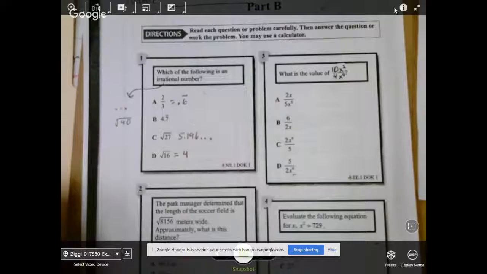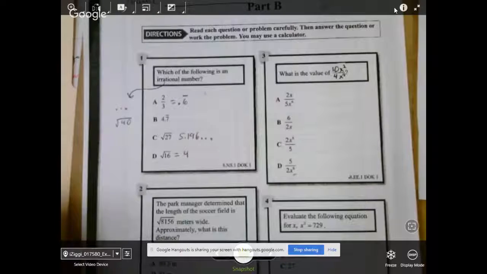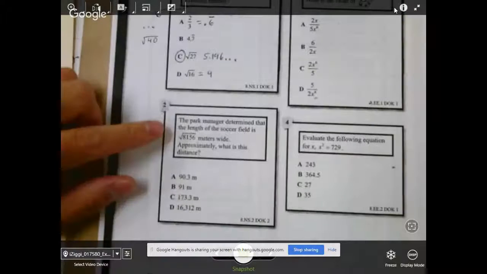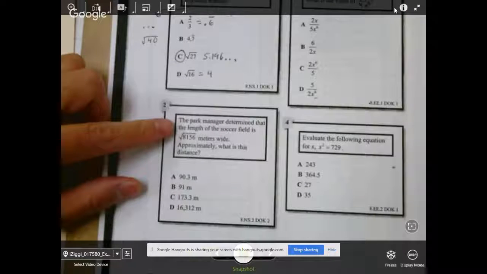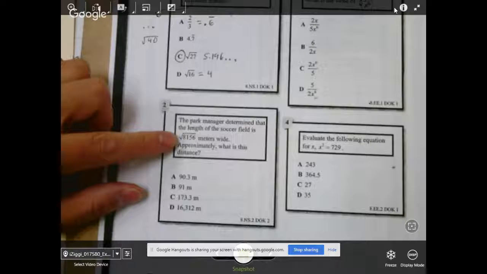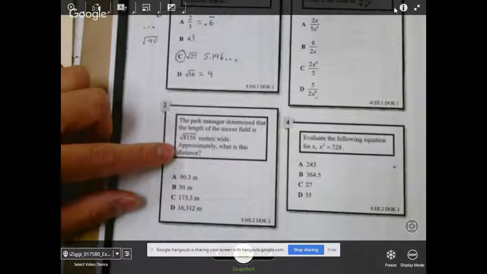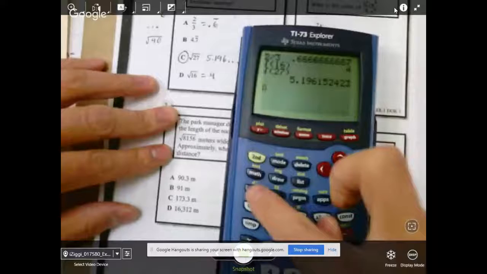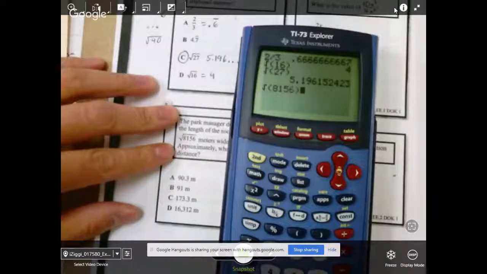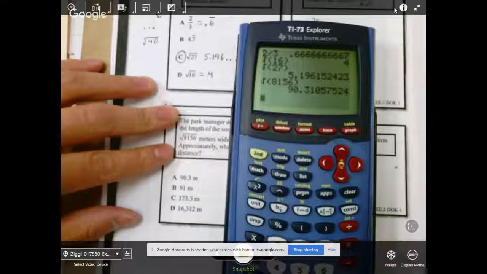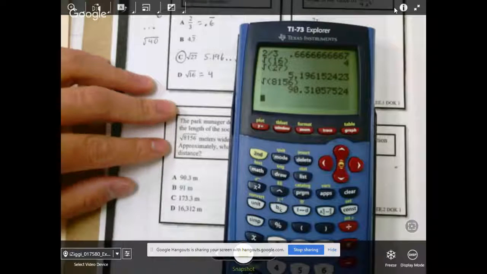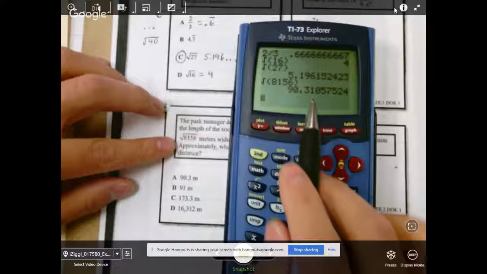All right, number two. A park manager determined that the length of a soccer field is the square root of 8,156 meters wide. What is the approximate distance? Well, you use your calculator to approximate this. So the square root of 8,156. The square root button is second, x squared; anything in yellow, to access it, you hit second. So 90.3 meters. That's option A.